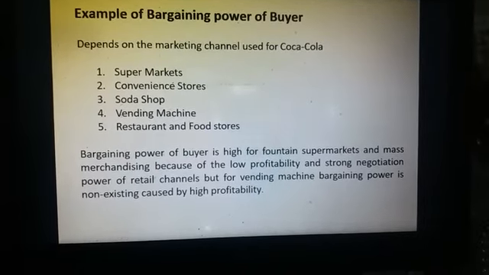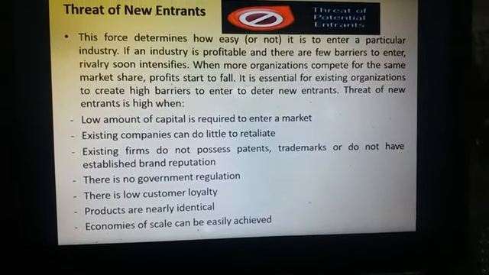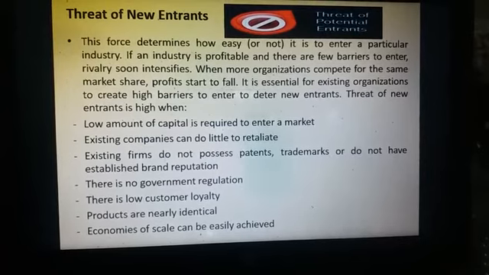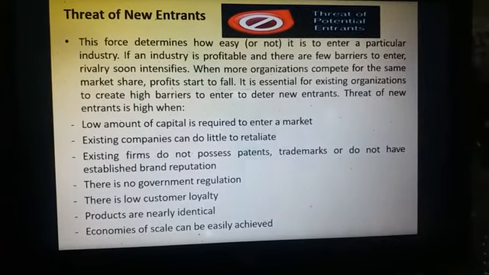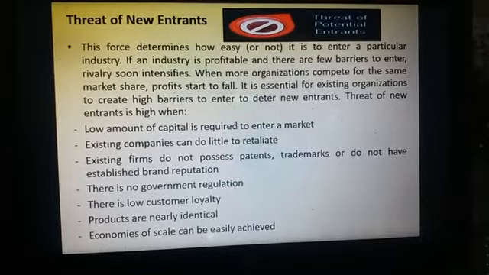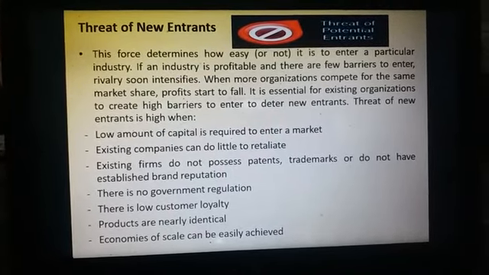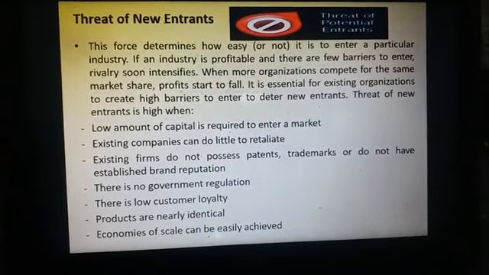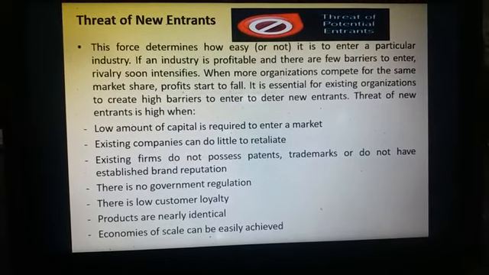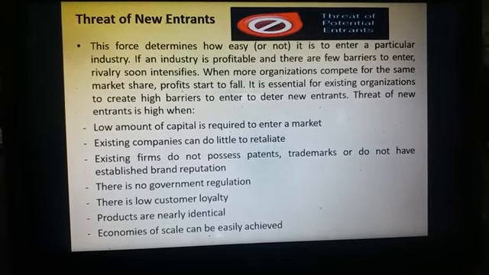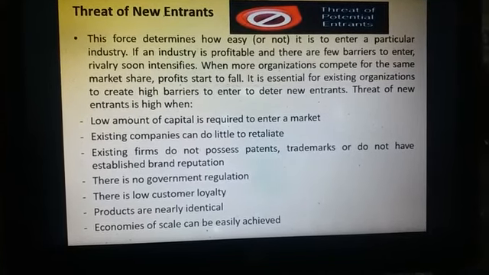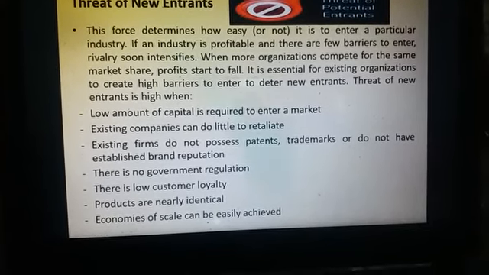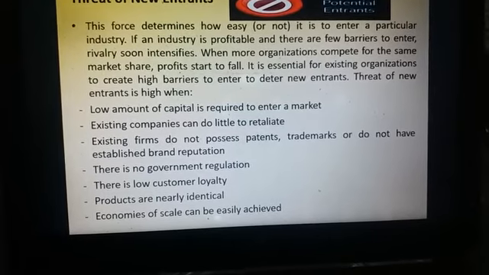Moving forward is the threat of new entrants. What do you mean by the term threat of new entrants? Threat of new entrants means, since we are living in a perfectly competitive market, there is no restriction on the entry and on the exit parameter. So anybody can enter the market and anyone can leave the market.